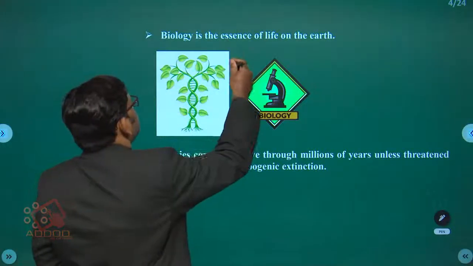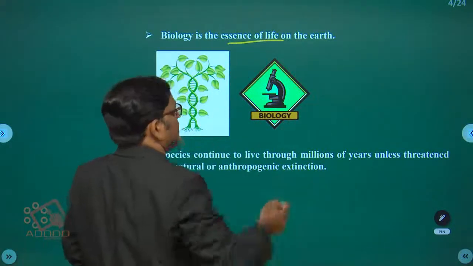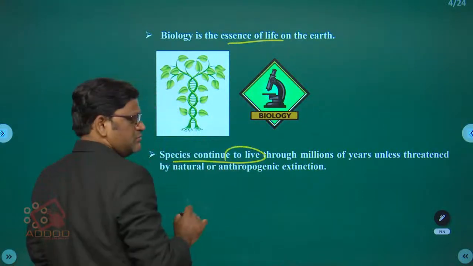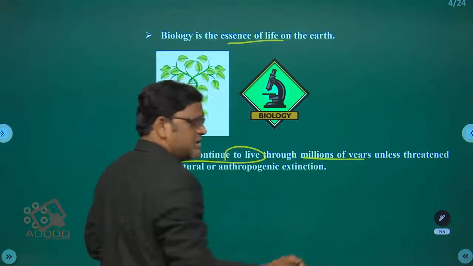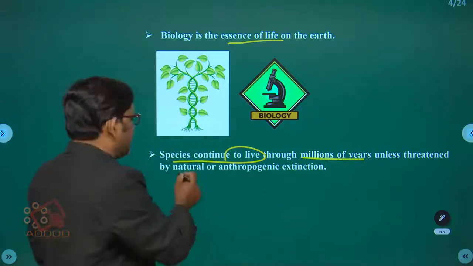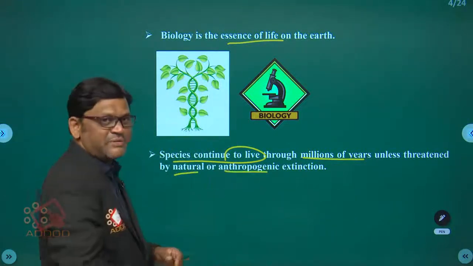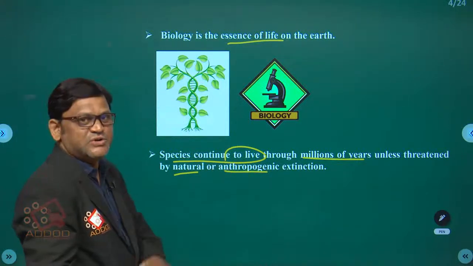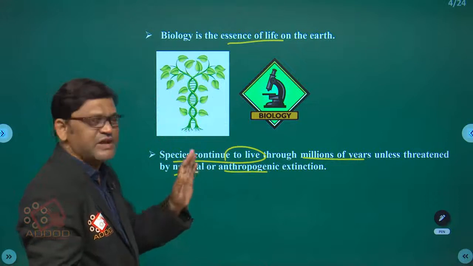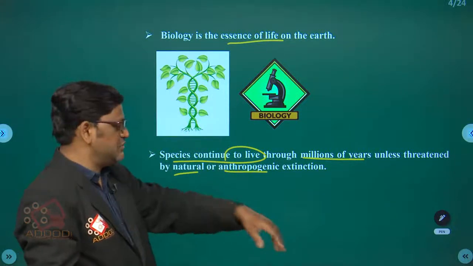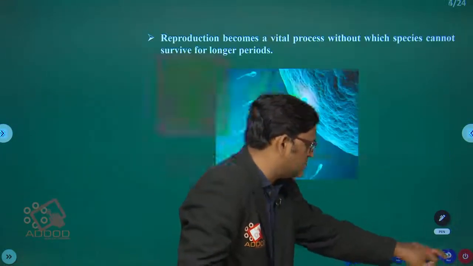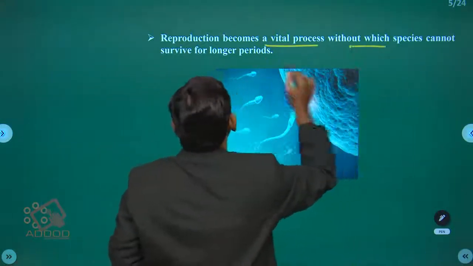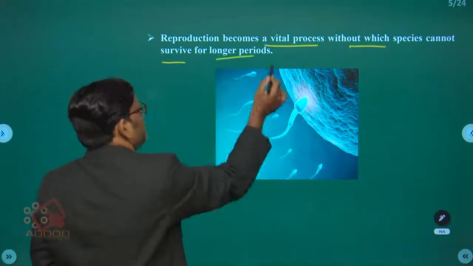So biology, we know, is nothing but the essence of life on this earth. Species will continue to live for millions of years, unless there is a threat, natural or anthropogenic, that is man-made. When there is a natural or anthropogenic threat, they become extinct. As long as there is no threat, they will continue for millions of years by doing a process called reproduction. So reproduction is the vital process without which the species cannot survive for longer periods.